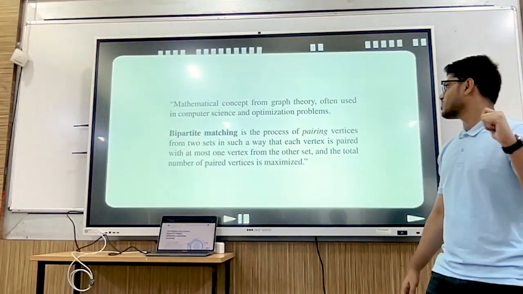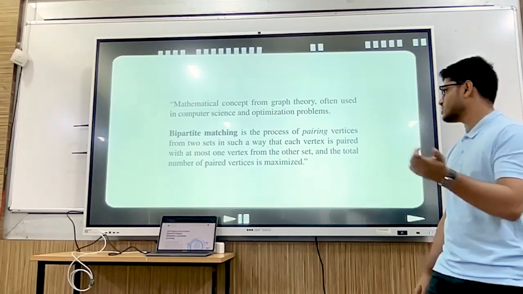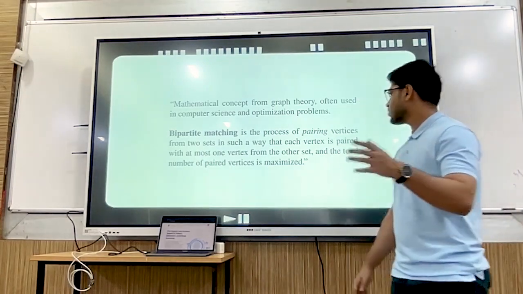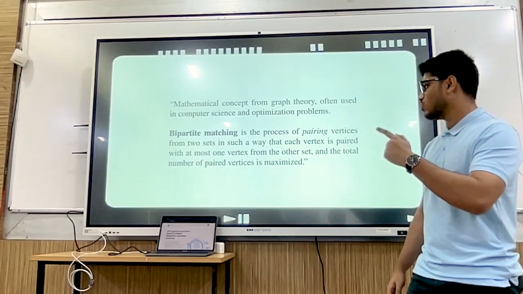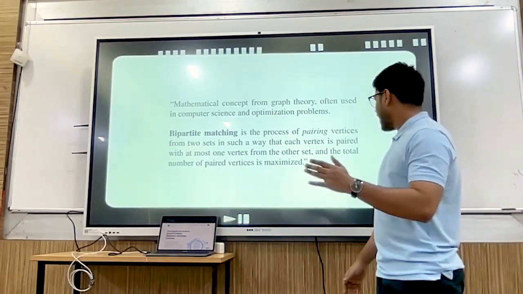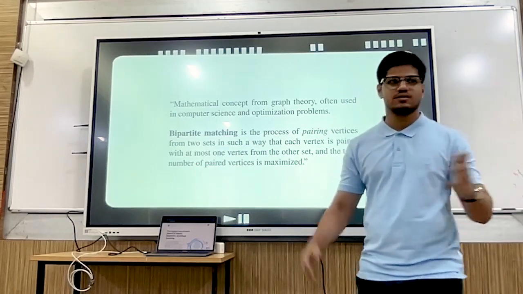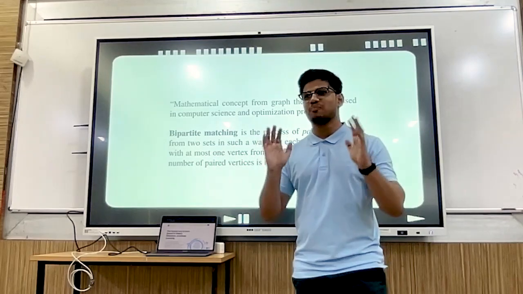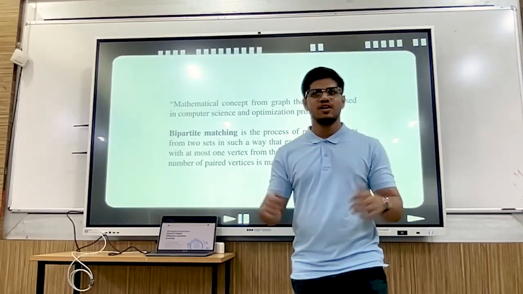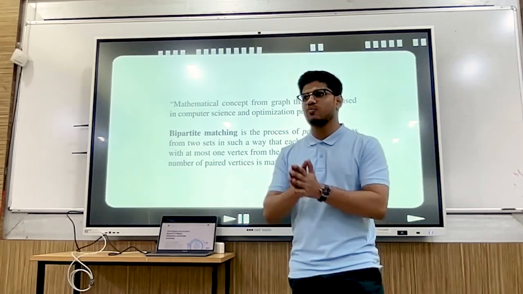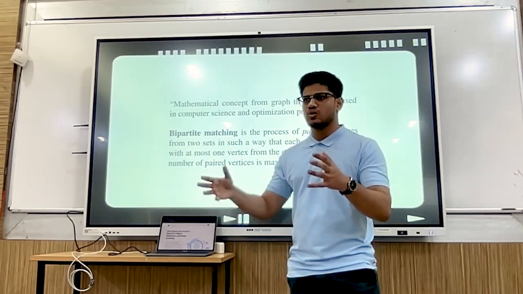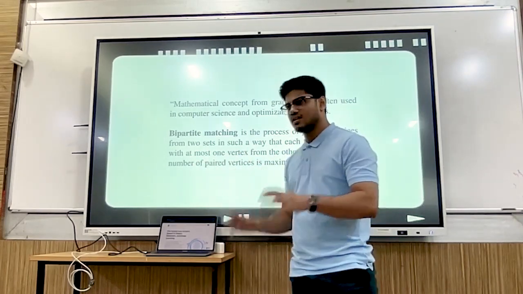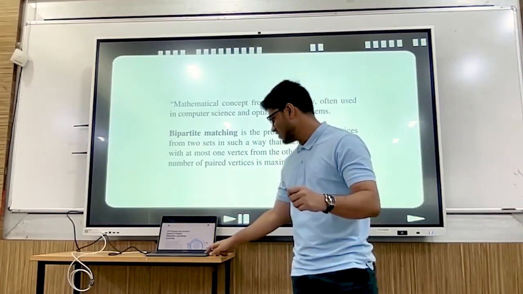It's a mathematical concept from graph theory, often used in computer science and optimization problems. It's a process of pairing vertices from two sets in such a way that each vertex is paired with at most one vertex from the other set, and the total number of paired vertices is maximized. But this is definitions, and it is important to see the definition, feel overwhelmed, feel that we are not understanding anything, because when we go through the analogies, when we go through the stories that make sense, we will connect these dots and understand this in a better way. Nothing wrong in definitions, nothing to be feared at all.